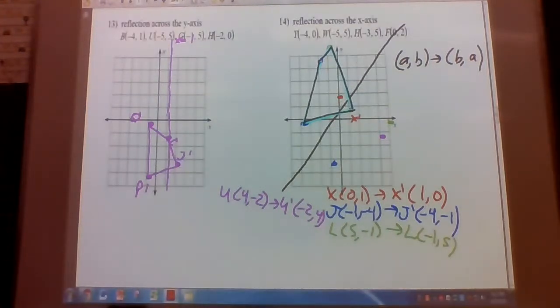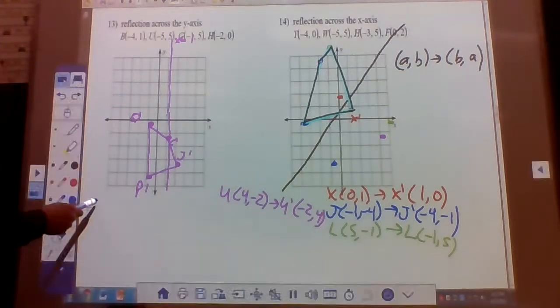13, reflection across the y-axis. So we have points.